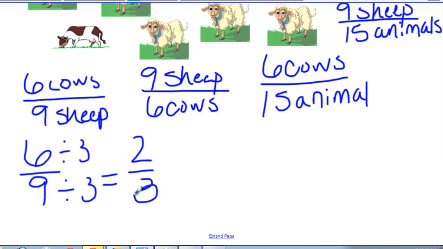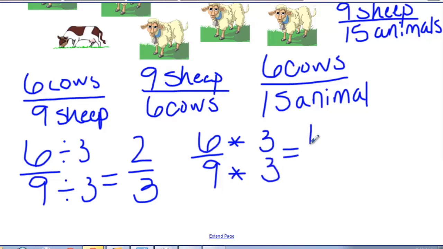And so that's an equivalent ratio, and it's also in simplest form. So if it just asked me to write an equivalent ratio, 2 to 3 would be equivalent, or if it asked me to write it in simplest form, that would also be in simplest form. I could also write an equivalent ratio of 6 to 9 by multiplying the top number and bottom number by the same thing. So I could multiply both of these by 3, for example. I'm just picking a random number. And so that would give me 18 over 27, which is also an equivalent ratio.